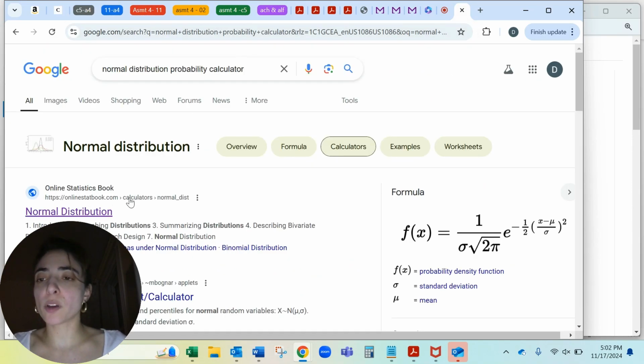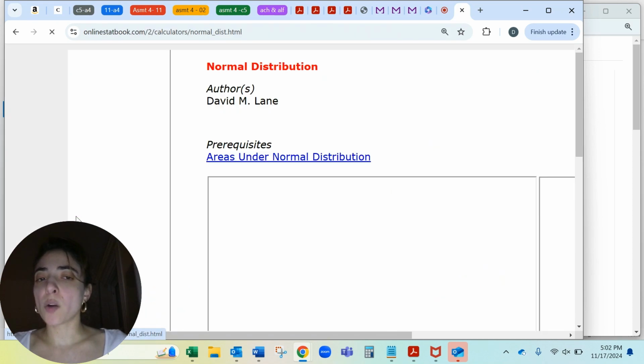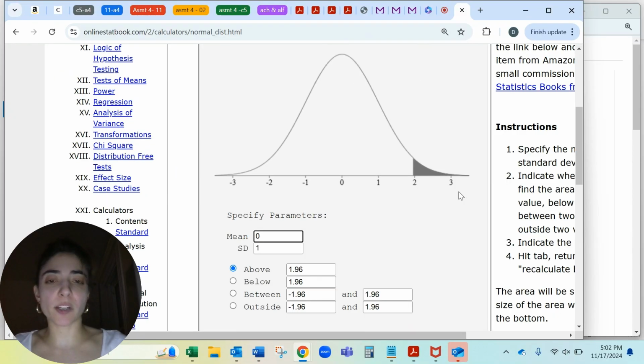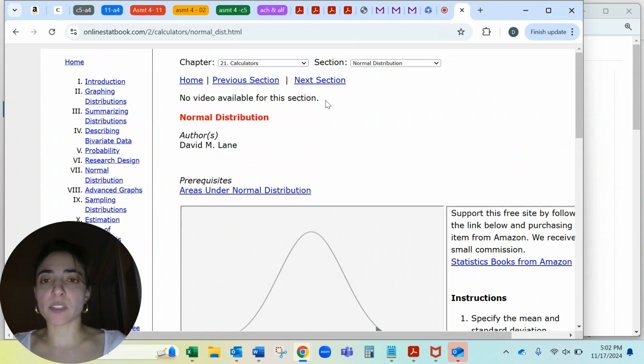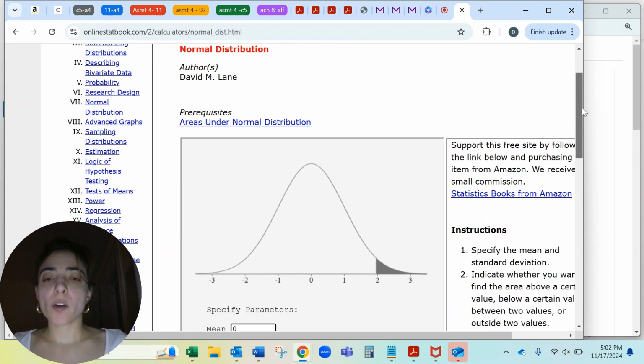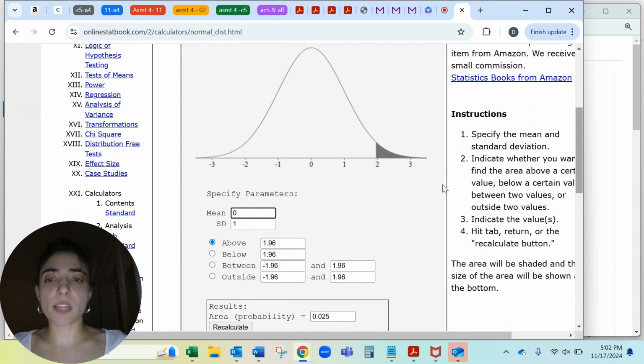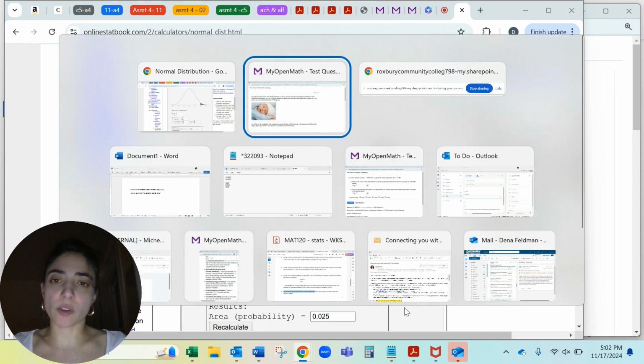For example, the first option that appears when I search in Google will bring me to a calculator that looks like this, a normal distribution probability calculator, which gives you space to enter a mean and a standard deviation, and selecting certain options will calculate a probability. So I'm going to use this calculator to answer the question that is posed in this homework assignment.